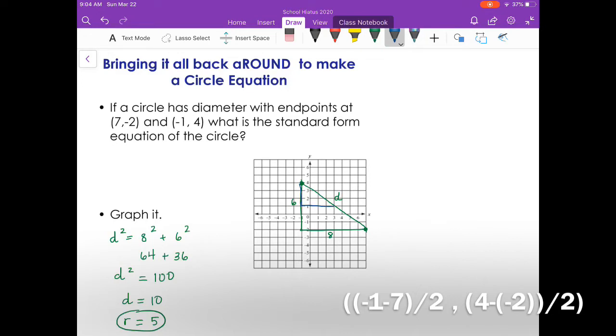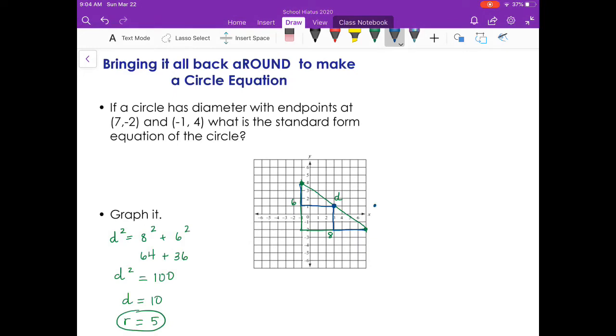Here I've created 2 congruent right triangles with equal length legs, splitting the diameter into 2 congruent radii. You can also use the midpoint formula. Let's go ahead and count the radius in all directions to complete the circle so that we can see what we're working on.